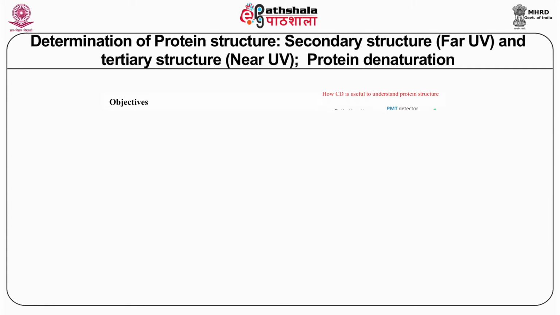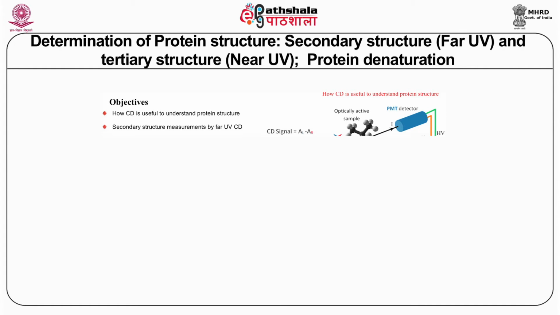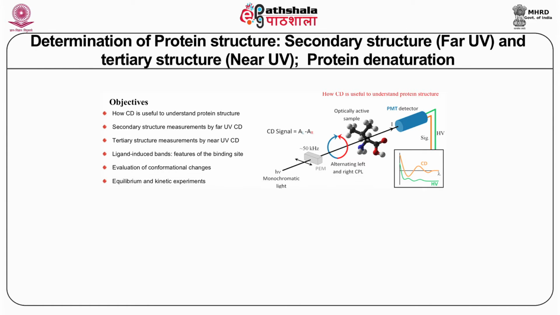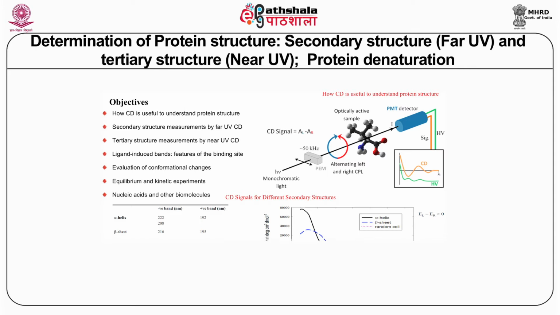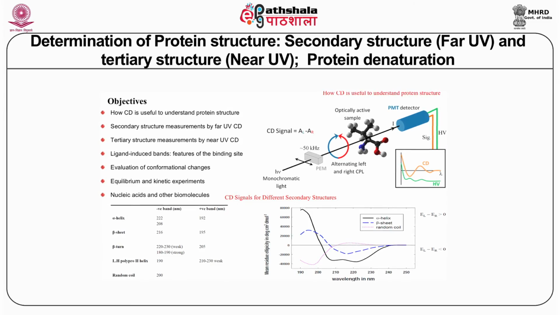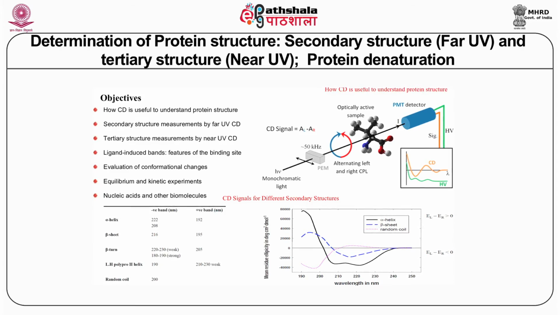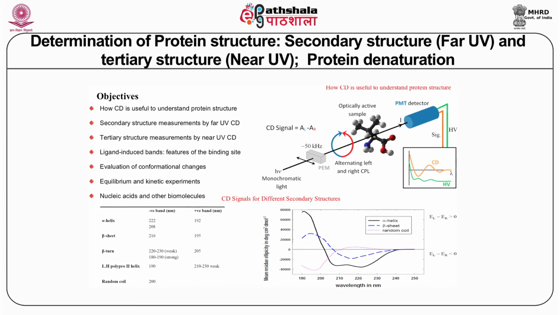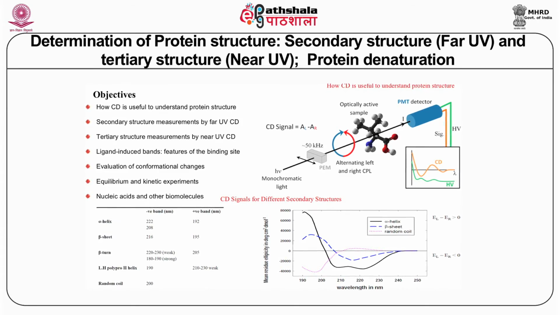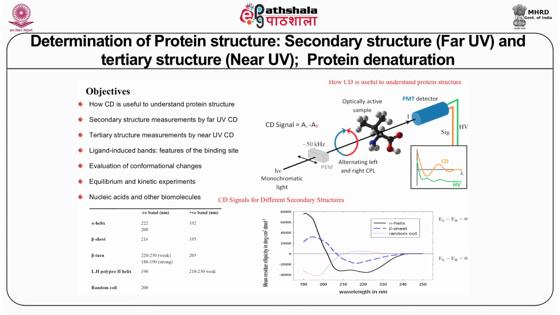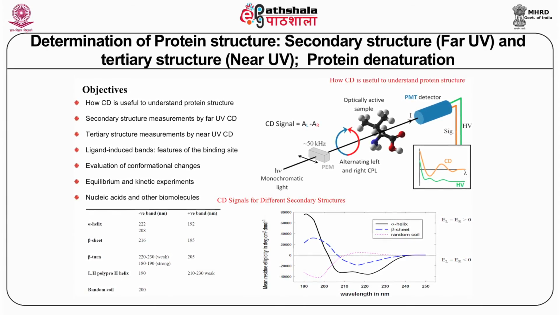Then the next chapter is to understand the protein structure using a different kind of electromagnetic radiation, that is the infrared radiation. So here you have near UV and far UV. Now how UV CD is used to understand the secondary structure of the proteins, alpha helix, beta sheet and so on in the UV CD region, and also the tertiary structure which you study in the near UV region of the CD spectroscopy. Evaluation of the conformational changes you will also get from the CD spectroscopy, and you will use it also for equilibrium and kinetic experiments.